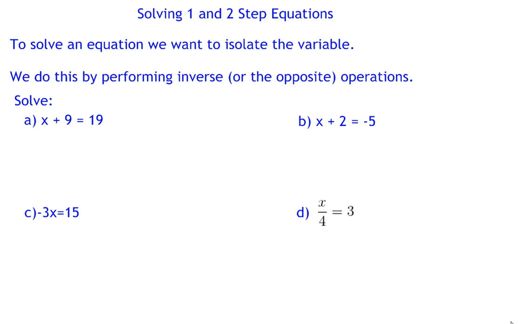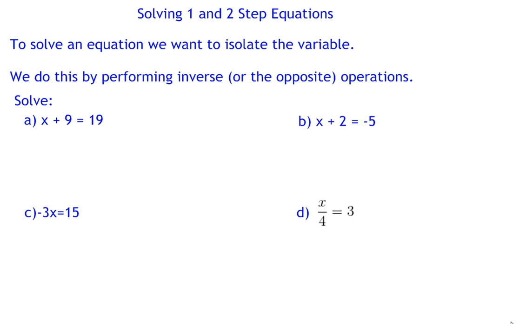In this video, we look at how to solve one- and two-step equations. In order to solve equations, really what we're trying to do is to isolate the variable, so get it all by itself on one side of the equation. And the way that we do this is by performing inverse operations. So inverse operations are like opposite operations. So the inverse of addition is subtraction, the inverse of multiplication is division.